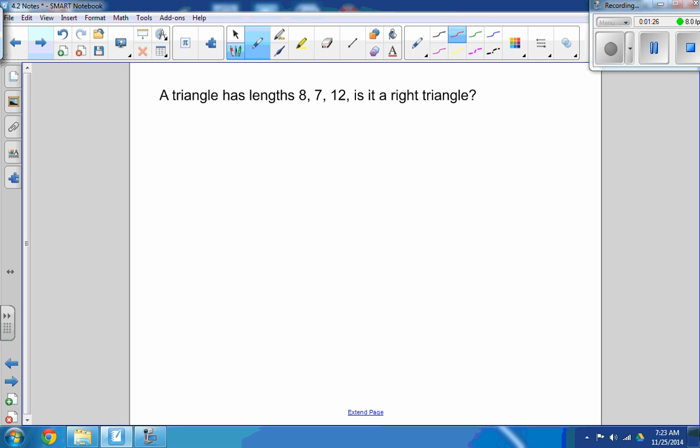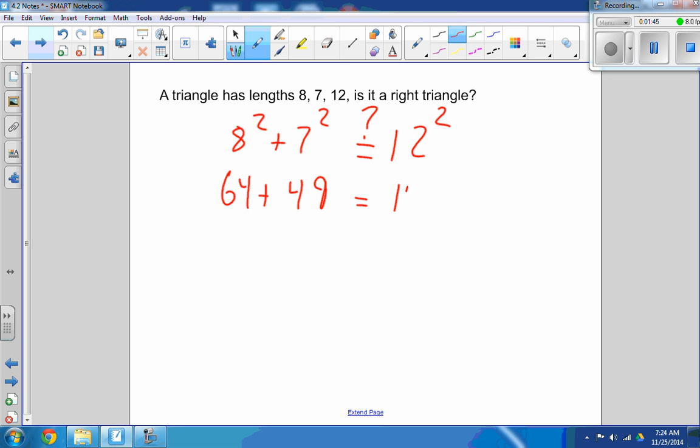So let's check this problem. A triangle has lengths 8, 7, 12. Is it a right triangle? So does 8 squared plus 7 squared equal 12 squared? Well, let's find out. 8 squared is 64. 7 squared is 49. Does that equal 12 squared, which is 144? So that's 113. That is less than 144. So this is actually an obtuse triangle. It's an obtuse triangle.